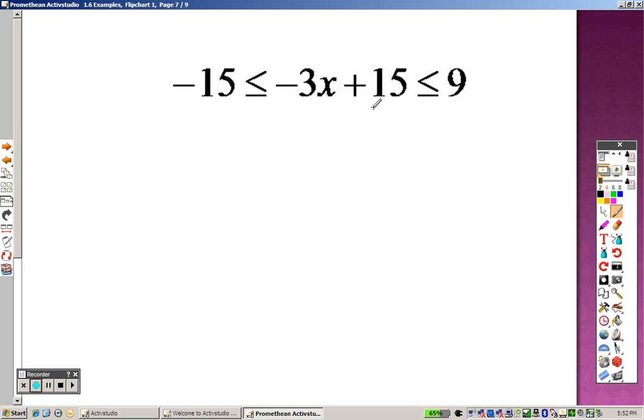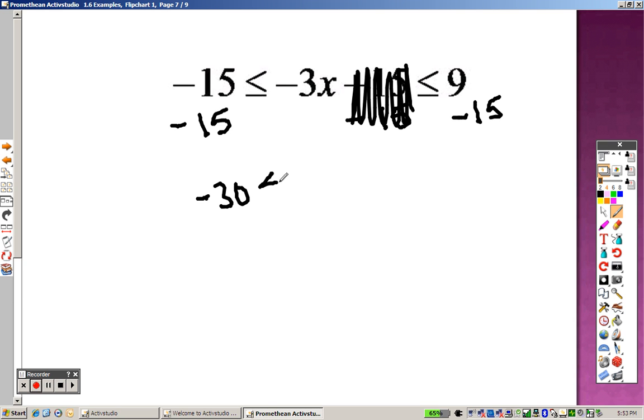Alright, take a look over here. With these, I like to call them sandwich problems because you have the x in the middle and the two items on the outside. With a sandwich problem, you have to make sure that you do something to every side. So to get x by itself, I need to subtract a 15. That means I need to subtract a 15 here, and I need to subtract a 15 here. So that's gone. Negative 15 and negative 15 is negative 30, less than or equal to negative 3x, which is less than or equal to 9 minus 15, which is negative 6.